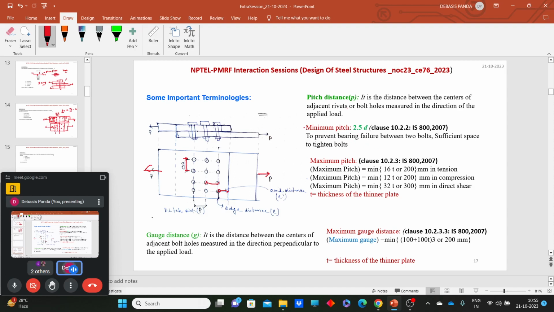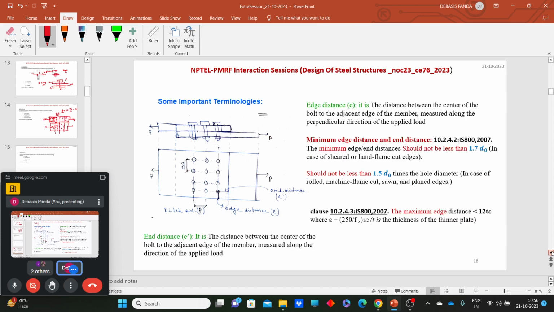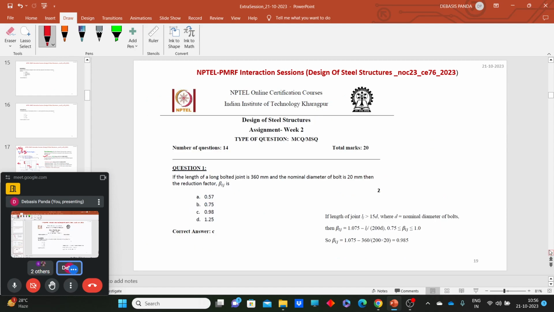For the pitch distance, clause 10.2.2 says that we need to provide a minimum of 2.5 d as the pitch distance. For edge and end distances we have 1.5 d naught if we are drilling the hole in the factory, and 1.7 d naught if we are drilling the holes on site. So these things you should keep in mind. Maybe a 1 or 2 marks question may come from this. Okay, so these are all given here, so I will not go into detail. These are the basic things.